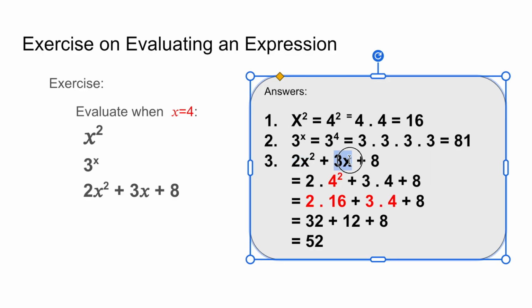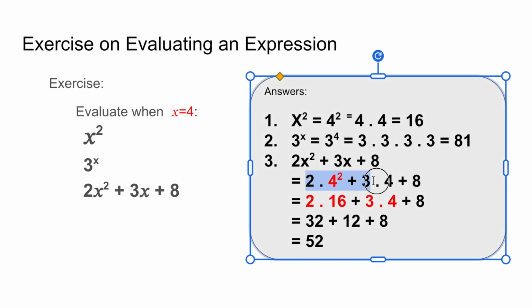3x means 3 times x. So x is 4 we know, so we make it 3 times 4. Plus 8 stays as it is. It's a constant. See, this is a constant. So it remains as it is. Now we have to evaluate this.